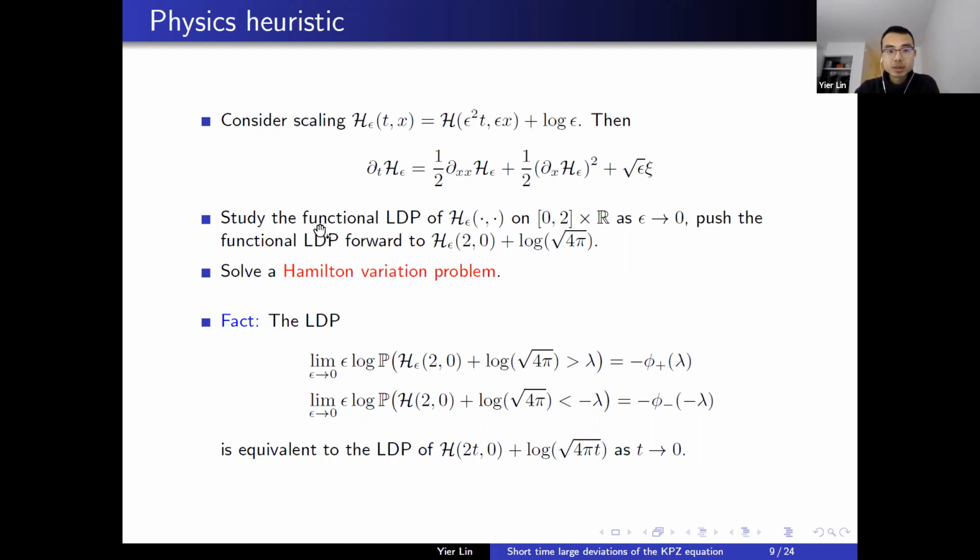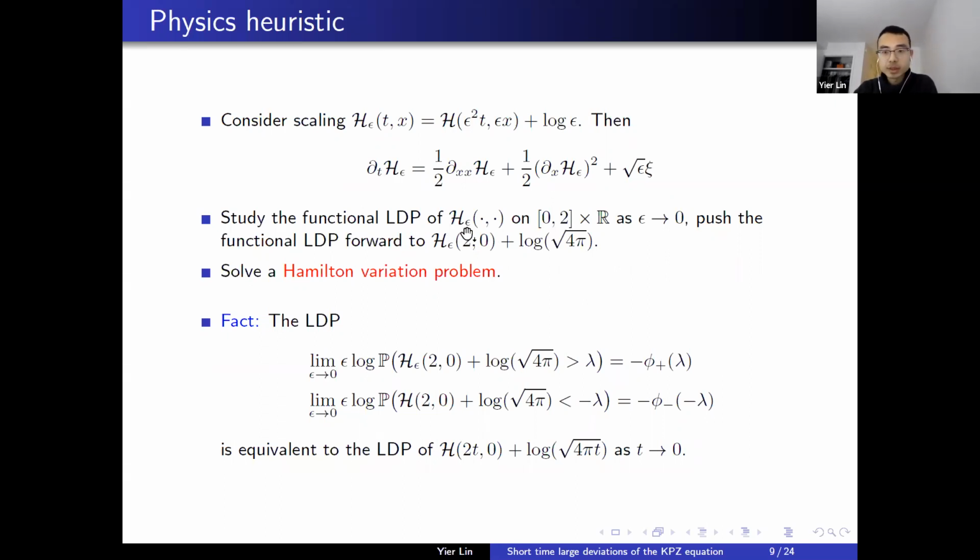And this physics heuristic is composed of two steps. First, it studies a functional large deviation of this h epsilon as epsilon goes to 0, on some space-time domain. In other words, it takes epsilon to 0 and studies the large deviation of the trajectory of this h epsilon as a space-time function.